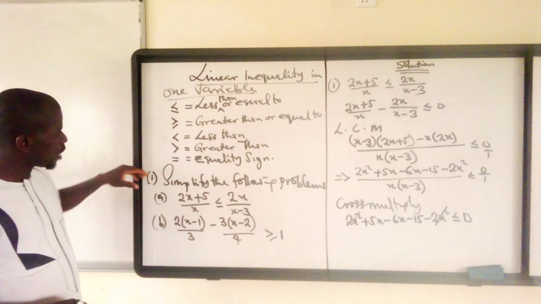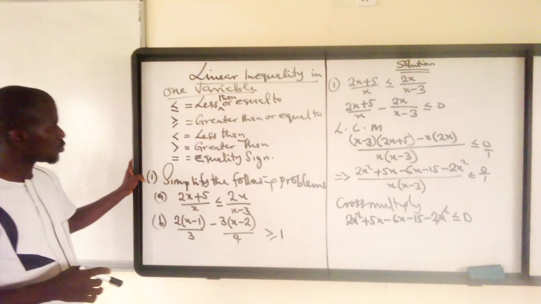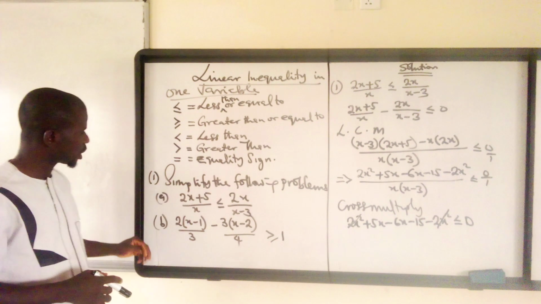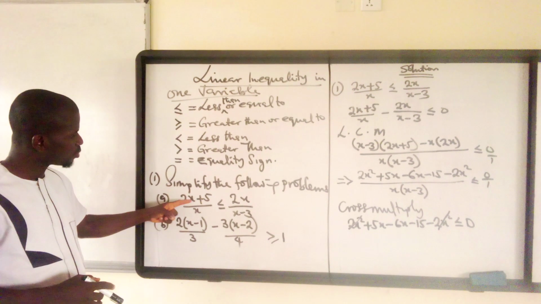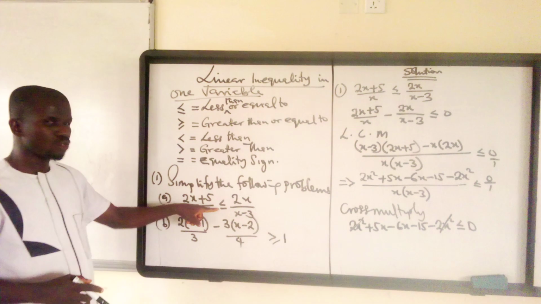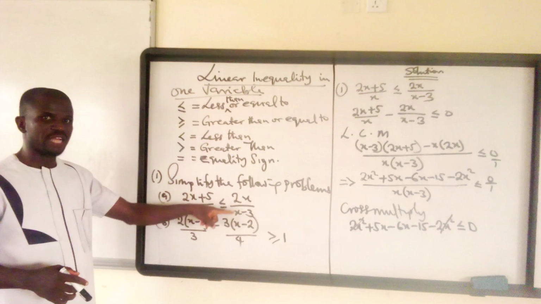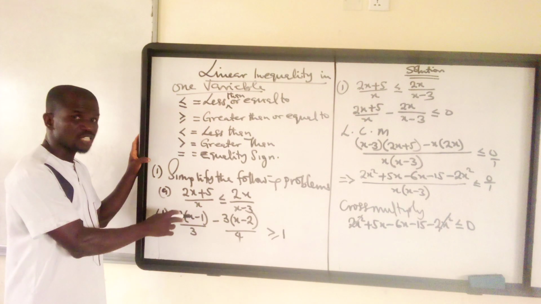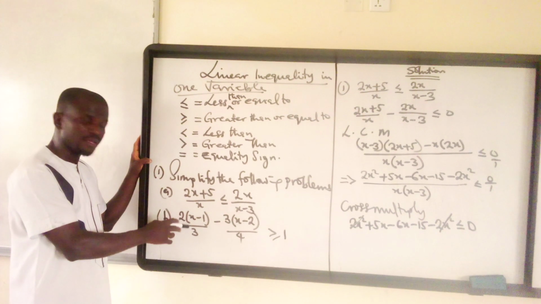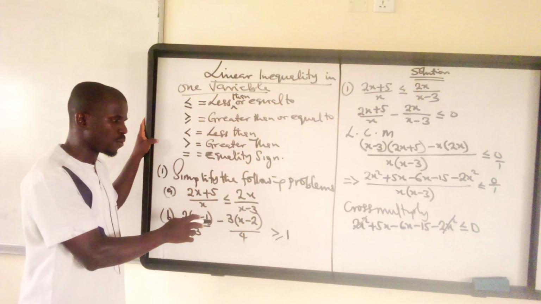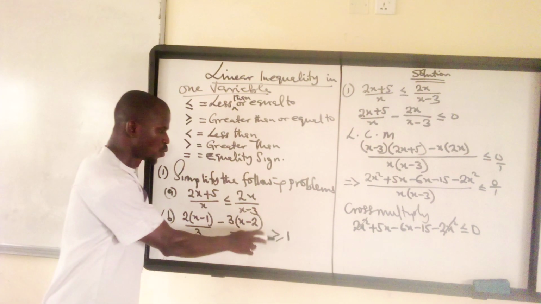At this juncture, we are going to consider some examples under this. Simplify the following problems. A: (2x + 5) divided by x is less than or equal to 2x divided by (x - 3). B: 2(x - 1) divided by 3, minus 3(x - 2) divided by 4, is greater than or equal to 1.